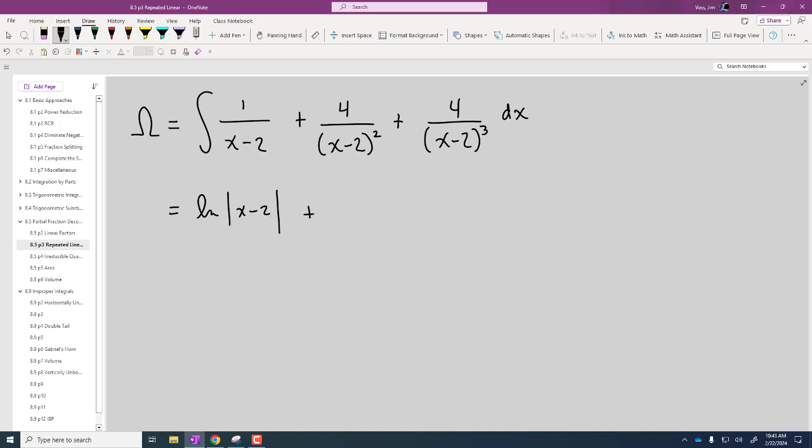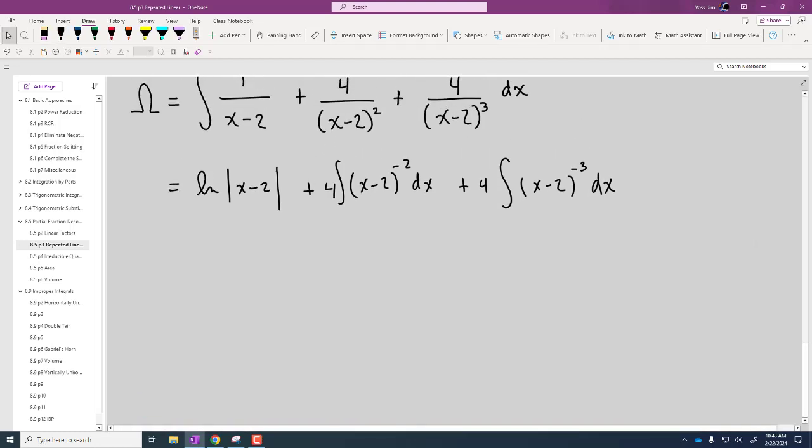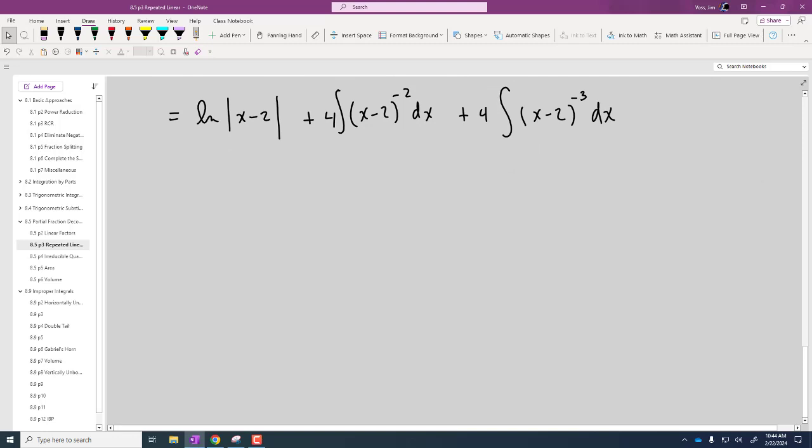But then these ones here, let's rewrite them first. So that'll be 4 times the integral of x minus 2 to the negative 2 dx. We'll just separate them out into two separate integrals. So everybody's seeing that step? And then we just do our power rule part.